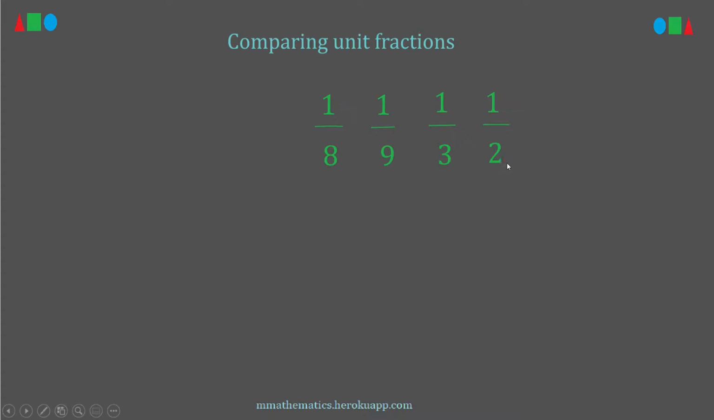These four numbers here are unit fractions. They're called unit fractions because they have a 1 in the numerator, meaning they represent one part of a whole. Now, as you can see, we have 1/8, 1/9, 1/3, and 1/2. We want to order these from smallest to largest. So I'm going to do that now. Let's try to put them in order.